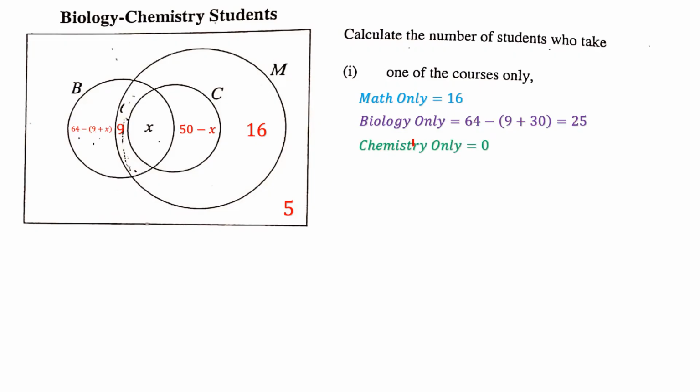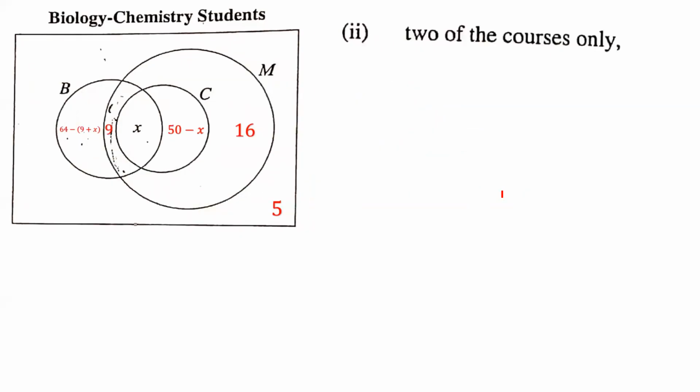Now chemistry only, there are no persons who do chemistry only, because if you're doing chemistry, you are also doing math. So chemistry only is 0. And so we add 16, that's math only, plus biology only, 25, and we get 41. So 16 plus 25 is 41. Now let's move on to the next one.